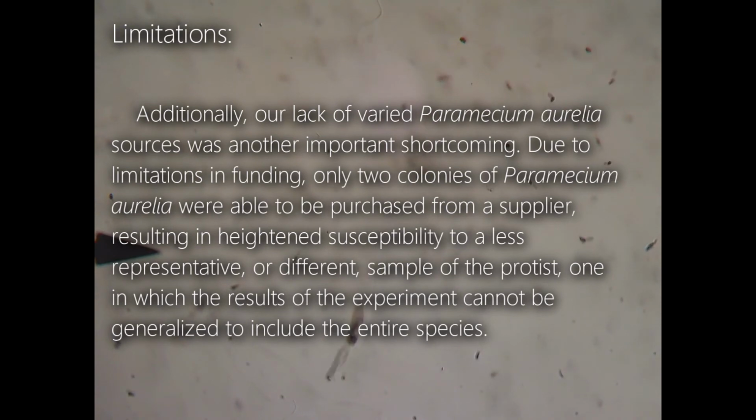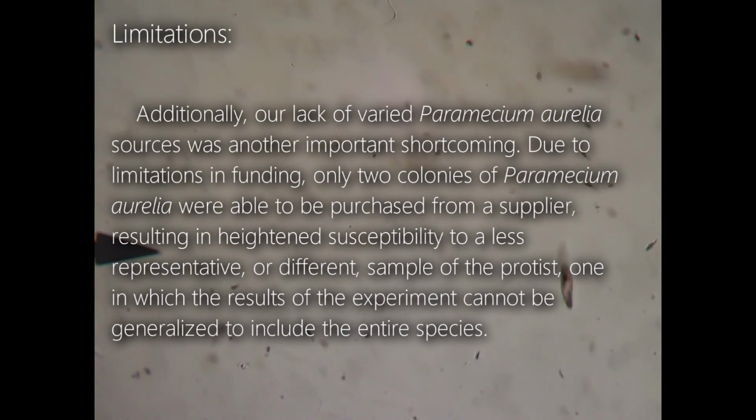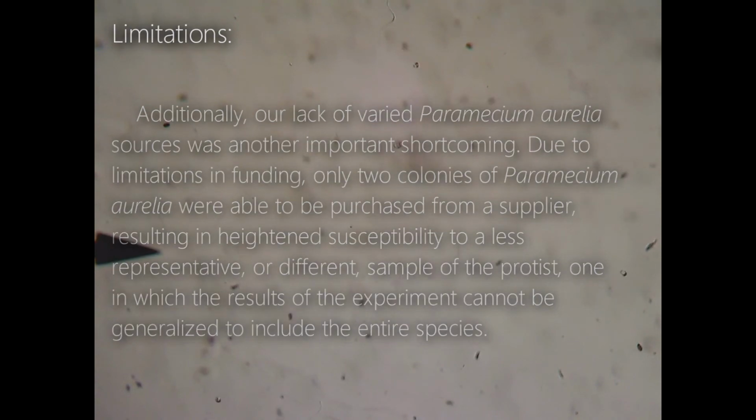Additionally, our lack of varied Paramecium aurelia sources was another important shortcoming. Due to limitations in funding, only 2 colonies of Paramecium aurelia were able to be purchased from a supplier, resulting in heightened susceptibility to a less representative, or different, sample of the protist, one in which the results of the experiment cannot be generalized to include the entire species.